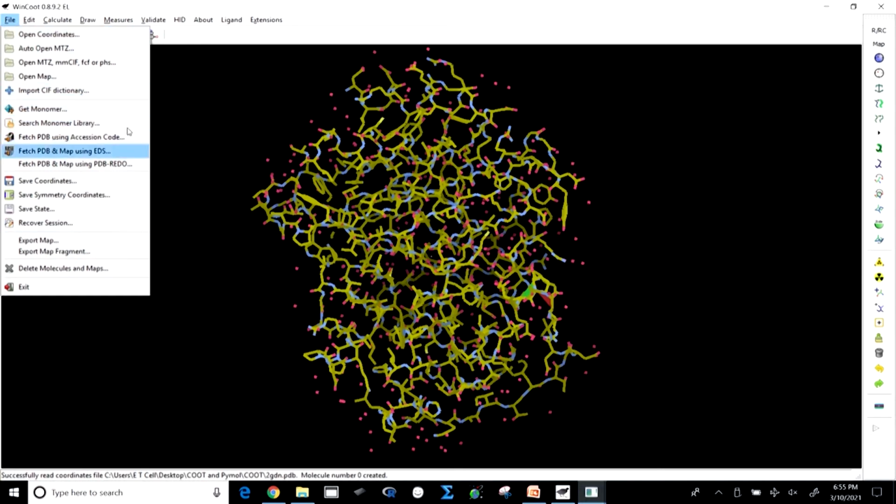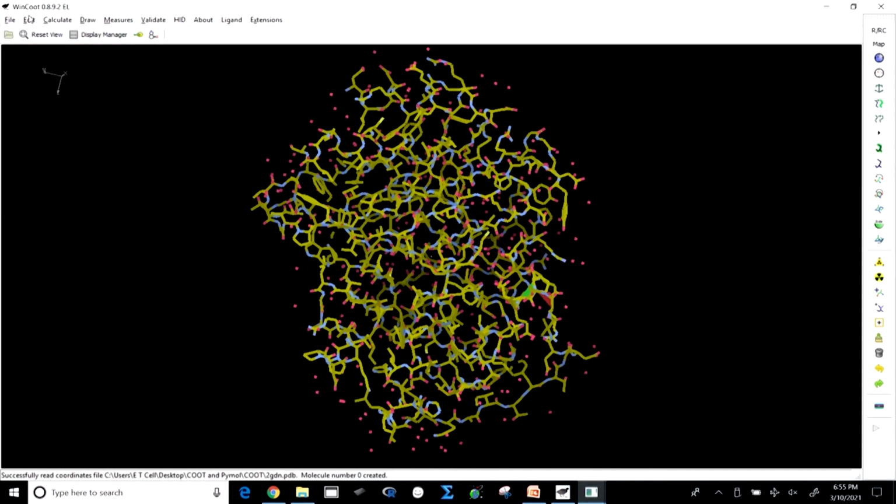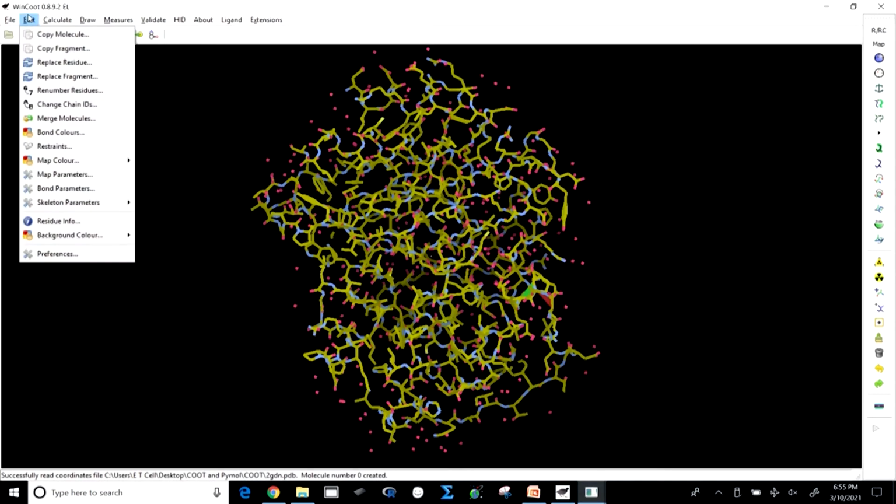So, then there are other ones also. You could directly fetch the PDB from the internet, you could directly fetch the map, the electron density map and all these things from the internet. Also, you have many edit options. You could copy molecule, copy fragment, replace residue, replace fragment, renumber residue, change chain IDs, merge molecule, bond colors, restraints, map color, map parameter, bond parameter, skeleton parameter, residue info, background color. Some of them have even multiple options.